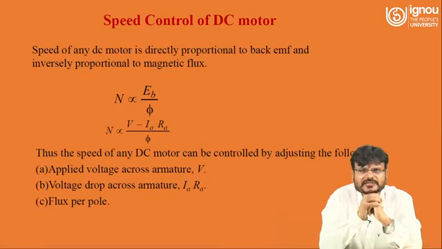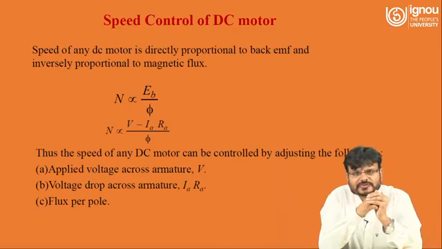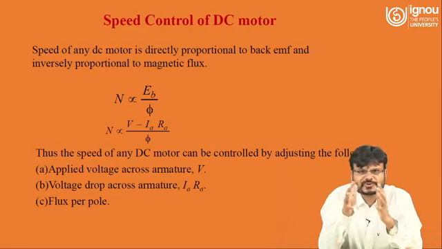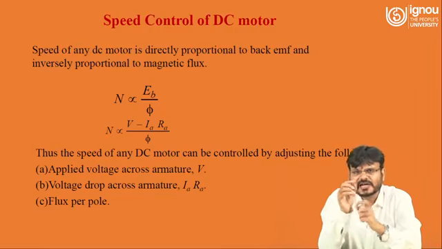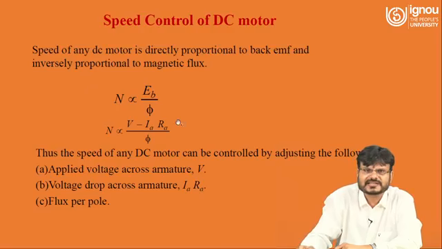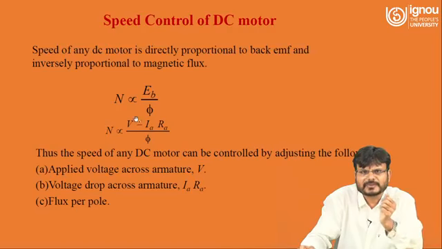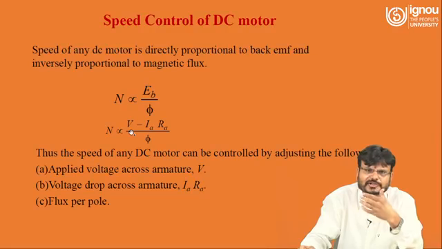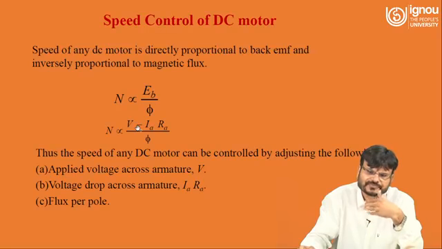Now we have to understand speed control of the DC motor, how we can control the speed of the DC motor. As you know, there is a formula for the speed of the DC motor: N is directly proportional to EB upon phi, where EB is the back EMF. And this EB can be written as V minus IA RA, upon phi. So you can see that the speed of the DC motor can be controlled by the applied voltage. If you reduce the voltage, you can reduce the speed. If you step up the voltage, you can increase the speed.